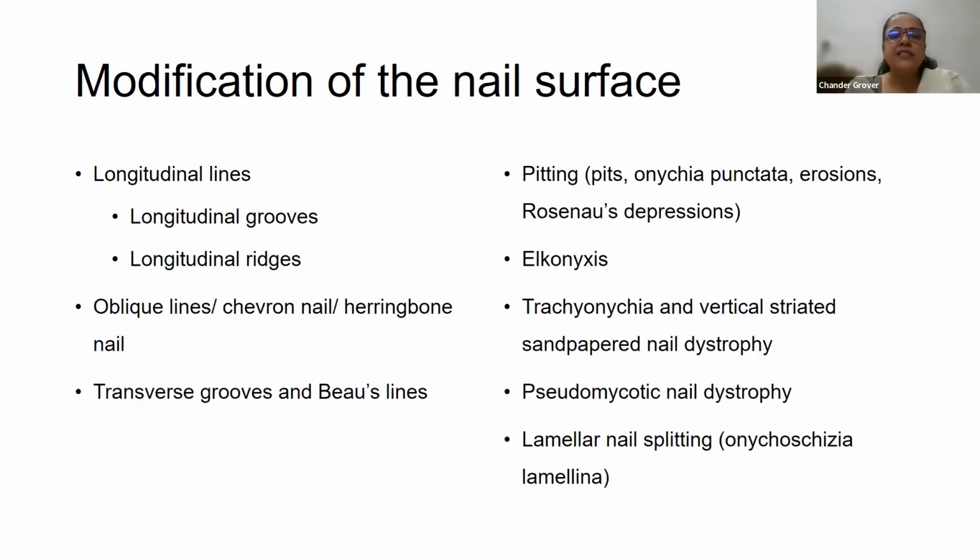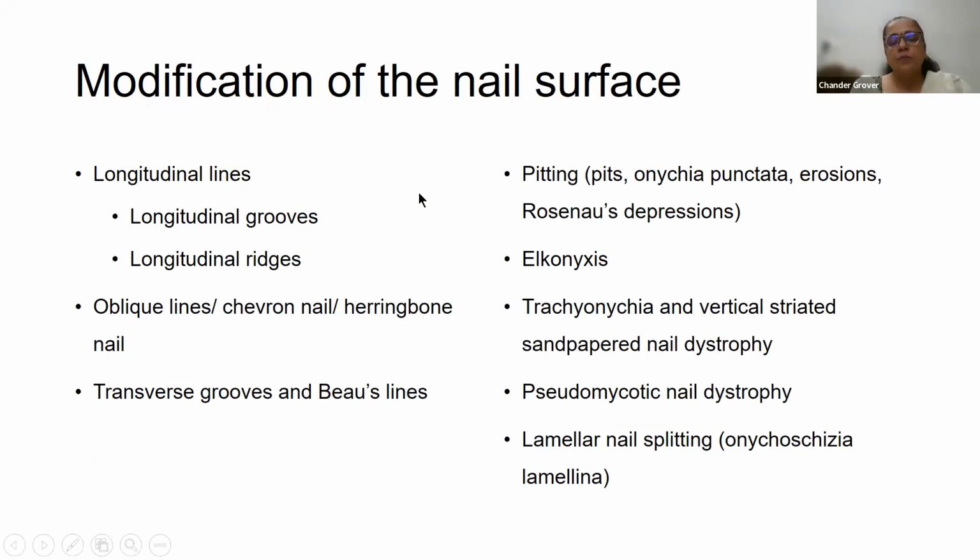Next, coming to the signs, which are the modification of the nail surface. Here, the surface may show you lines, which can be longitudinal, or oblique, or transverse. If you broadly want to understand all the lines, here they are. We'll go over them one by one.